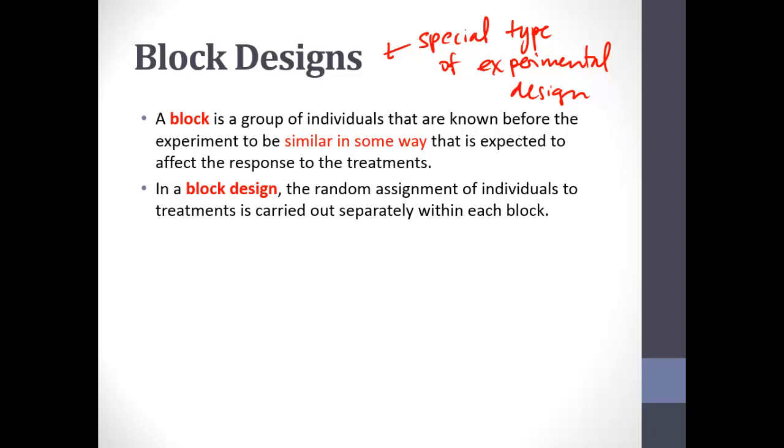We're going to say a block is a group of individuals that are known before the experiment starts to be similar in some way. So this is another element of control that we're introducing into our experiment: there's something about the individuals we're studying that we know, and we can put them into blocks. Then in a block design, we randomly assign the people in each block to get our treatments. So each block will have all of the different treatments that we had discussed previously. I'll show you an example of this, but for now, just keep these definitions in mind. I'm creating groups before I randomize people. That's the main idea here.